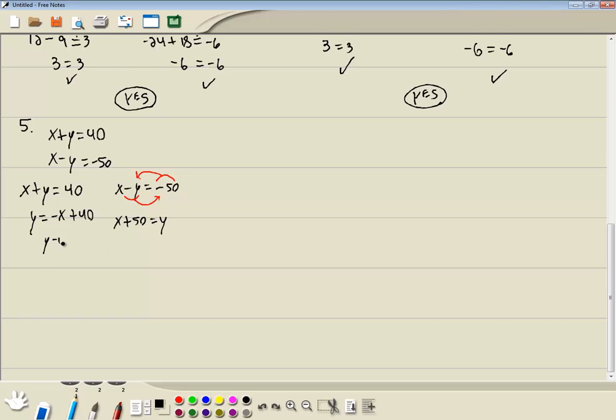Okay, and this first one, our y-intercept is 40 and our slope is negative 1. I'll put it in fraction form, negative 1 over 1. On this one, our y-intercept is 50, and our slope is a positive 1, the number in front of your x. I'll put it in fraction form, 1 over 1. Okay, let's see how this goes now.